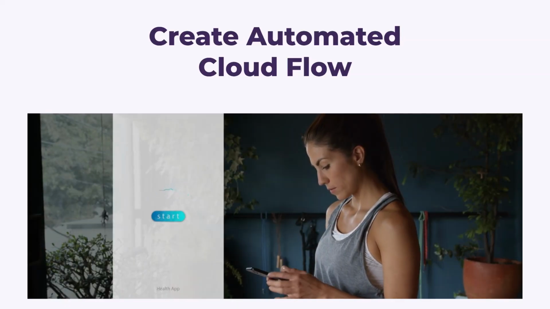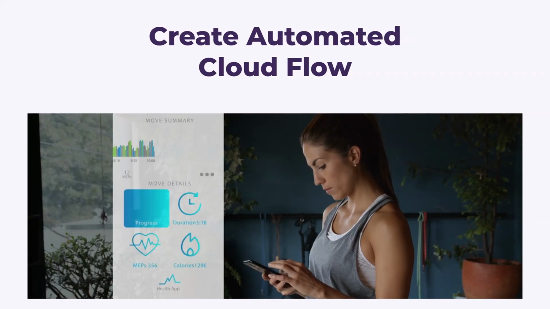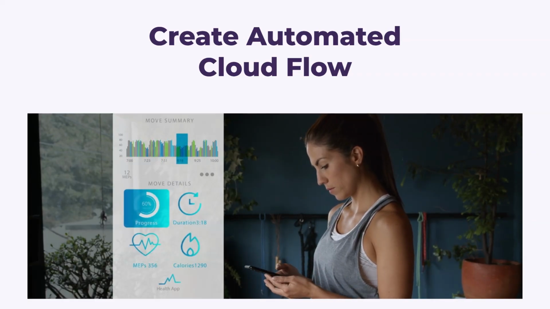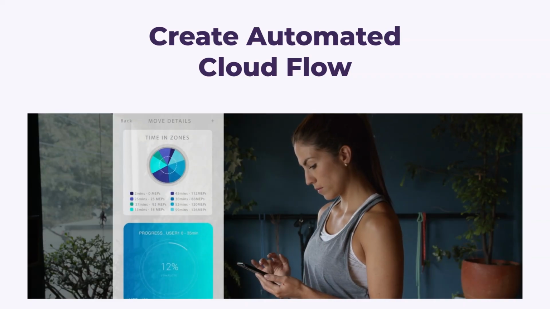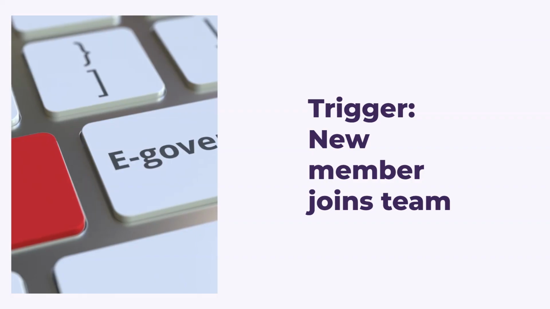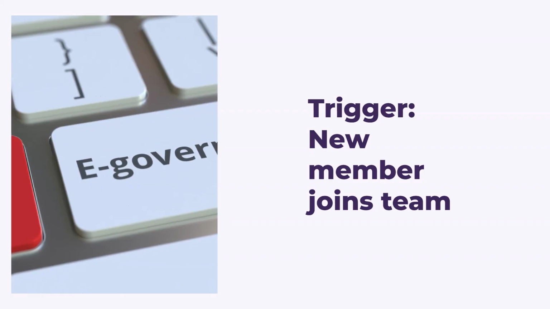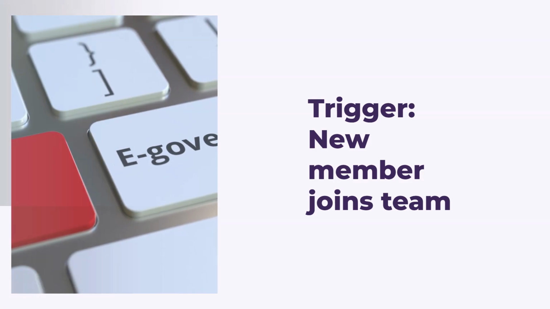Step 2. Creating your first flow. Look for the Create button, your launch pad to automation. Choose Automated Cloud Flow, and give your flow a name, like Team Welcome Message. For beginners, let's set a trigger. When a new member joins a team, this means your flow will activate automatically whenever someone joins.